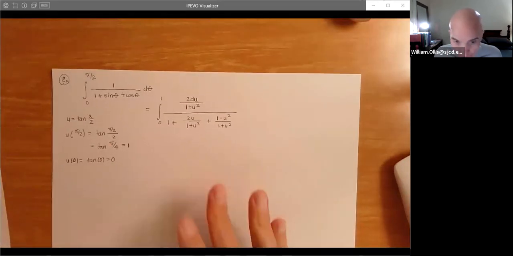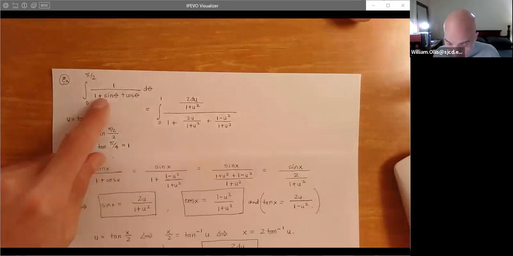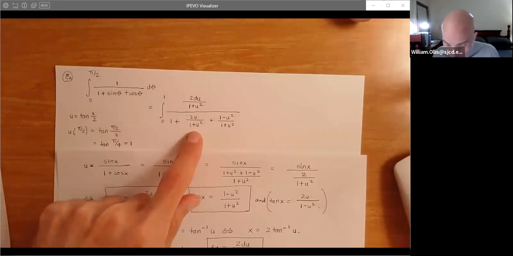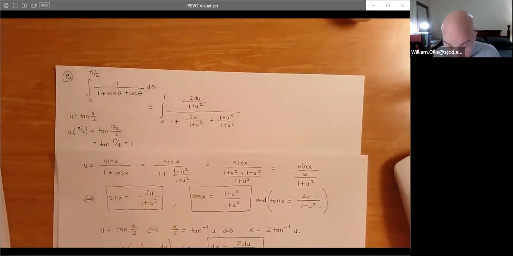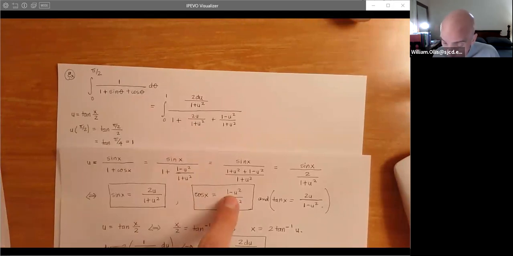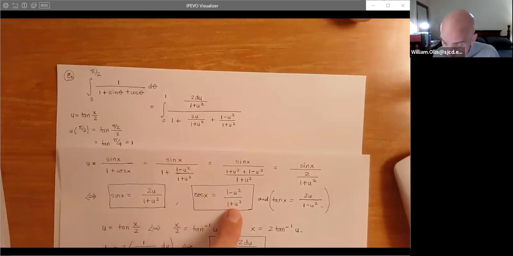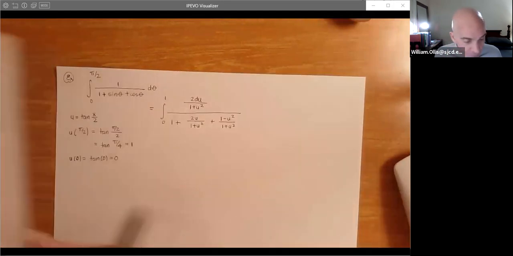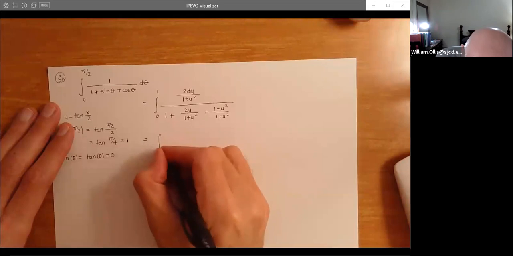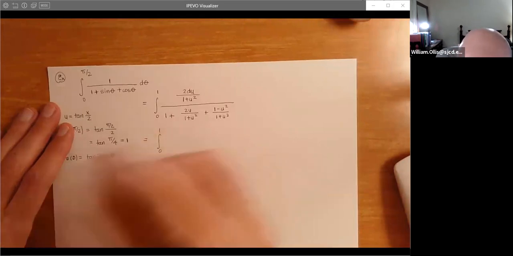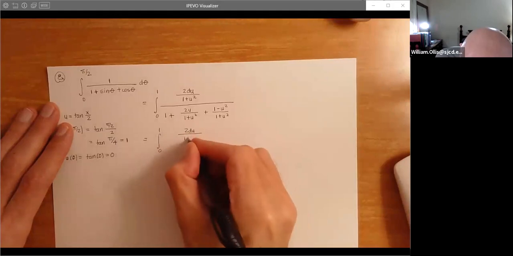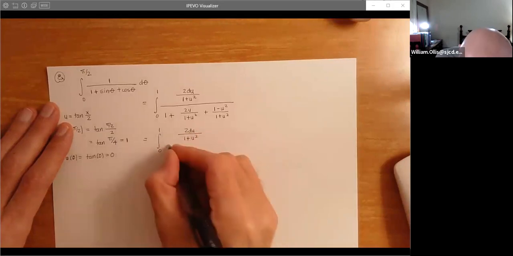So again, the sine x here, or sine theta, will be 2u over 1 plus u squared. And the cosine theta, like we have here, will be 1 minus u squared over 1 plus u squared, right here. So now let's clean it up a little bit. So we have 0 to 1. We just have to do the algebra, and that's the only part where we work like we're in an algebra 2 class.